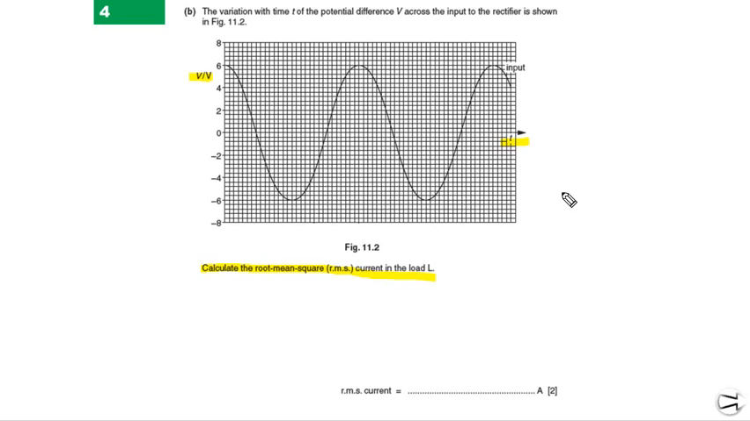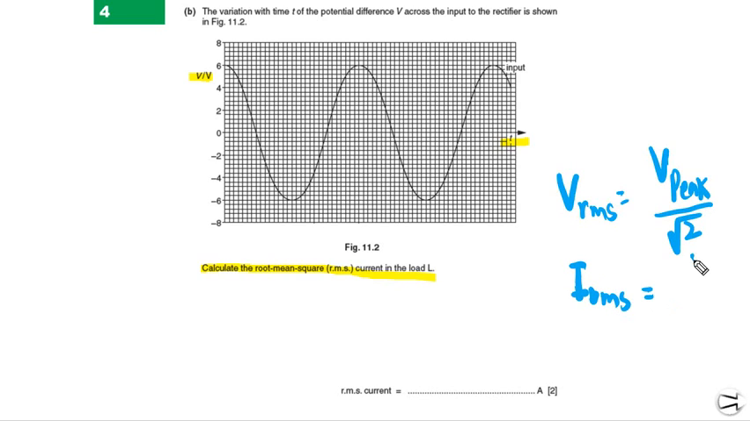So first of all, we need to find the RMS value of the potential difference. Simply, we can calculate VRMS by taking V peak, the peak value of voltage, and dividing by √2. So we can get VRMS, and when we have VRMS, then we can find IRMS, which is equal to VRMS divided by the resistance.